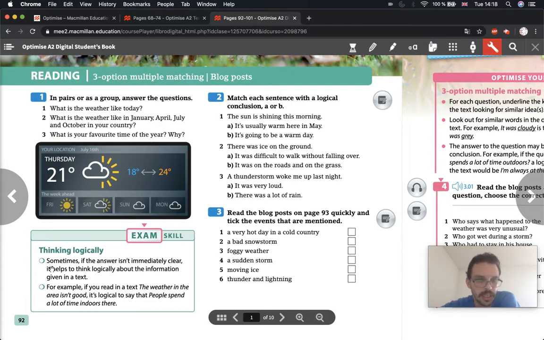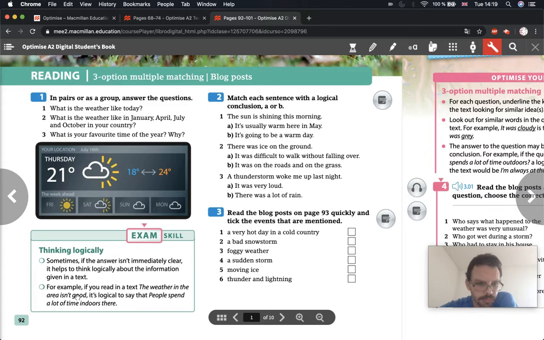So let's have a look at what it says here. It says Thinking Logically. Sometimes if the answer isn't immediately clear, it helps to think logically about the information in the text. It always helps to think logically about information in the text. When you read, you must understand and follow what's being said.